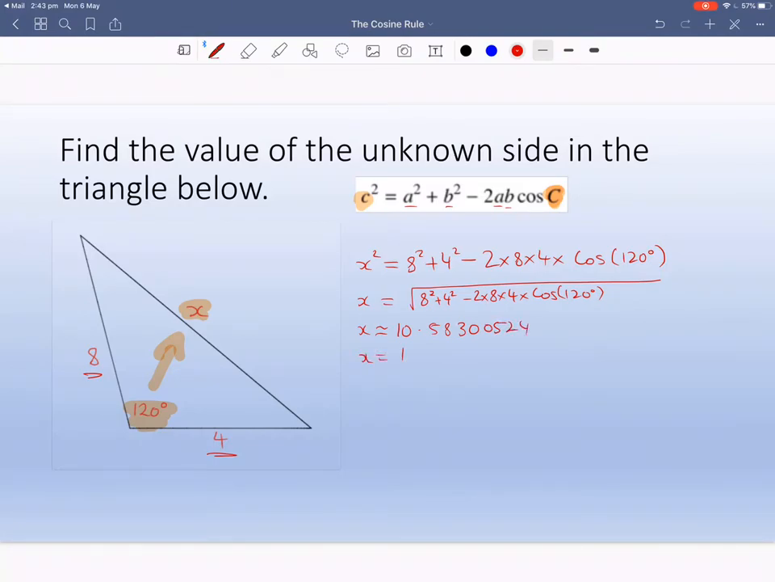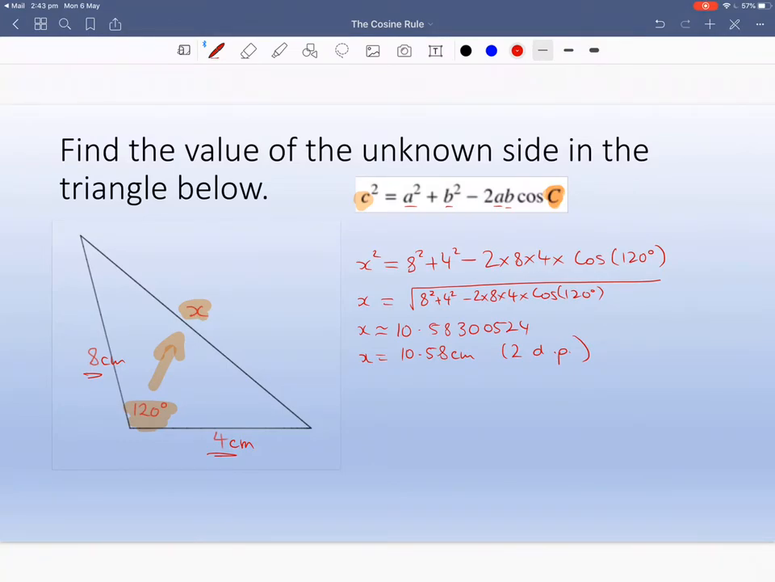So I don't like that answer. I'm just going to put it to 2 decimal places, so 10.58. And yeah, we should put a side length. Let's put centimetres here. So this will be centimetres to 2 decimal places. Okay? So that's how we use the cosine rule. So essentially we just substitute it in.